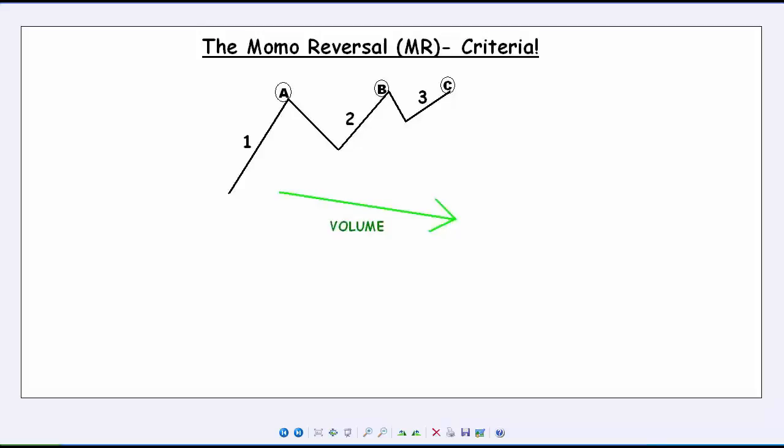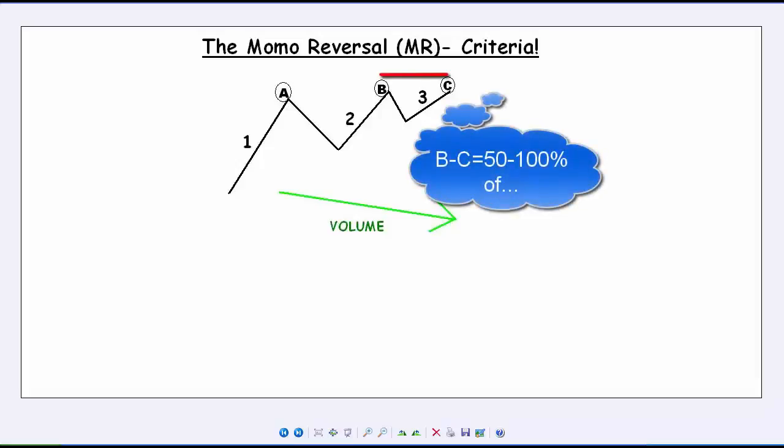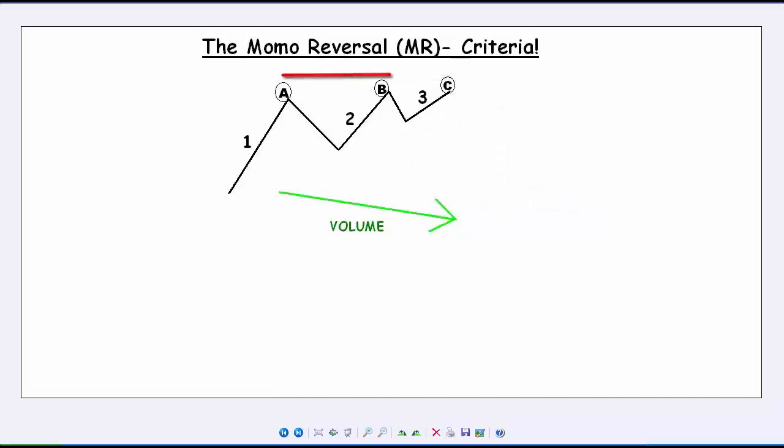The distance between A, B and C, as depicted on this chart, that is the ends of each impulse wave, is governed by the same law of magnitude. That is, the distance between B and C should be 50% or greater, but less than 100% of the distance between A and B.